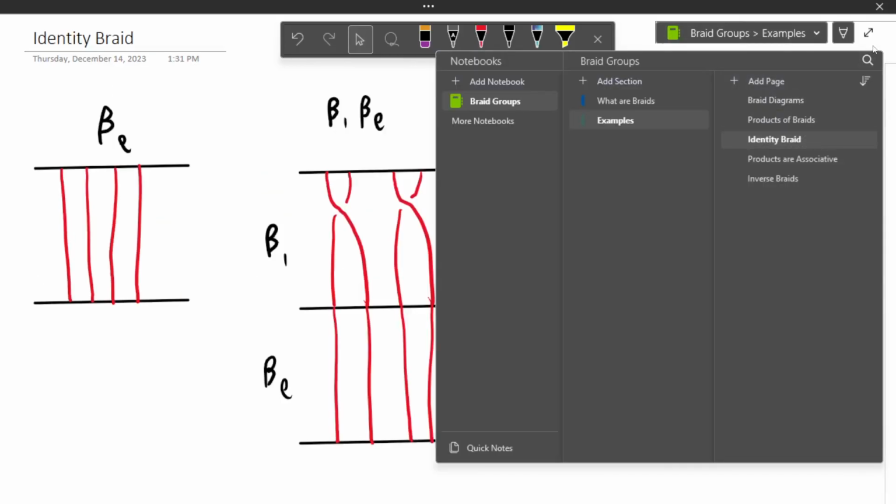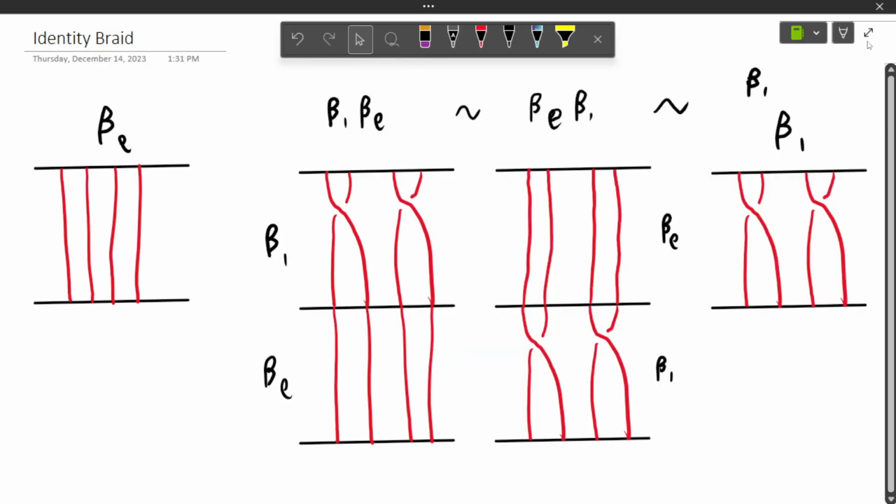So in order to show we have a group, we need to show that we have identity. Our identity braid is going to be this braid right here on the left, the braid that has absolutely nothing going on. And we can show that this is the identity by taking an arbitrary braid, perhaps the braid that's given with two twists like so, and we can attach it to this end. Or if we instead attach the identity braid to the first end, it doesn't matter. Either way, we get the same braid, the original braid beta 1.